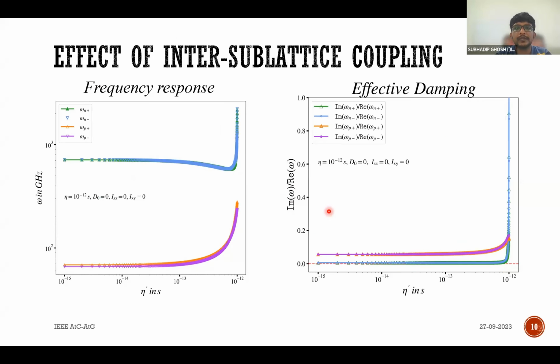Another interesting effect comes from inter-sublattice coupling, which is the effect due to the inertial motion of a sublattice in the presence of another sublattice. So here we can see that the nutation frequencies are decreasing with increasing inter-sublattice coupling, and the precessional frequencies are further increasing into the terahertz region. And another finding for effective damping is that the precessional damping is increased, but the nutation damping is almost constant.